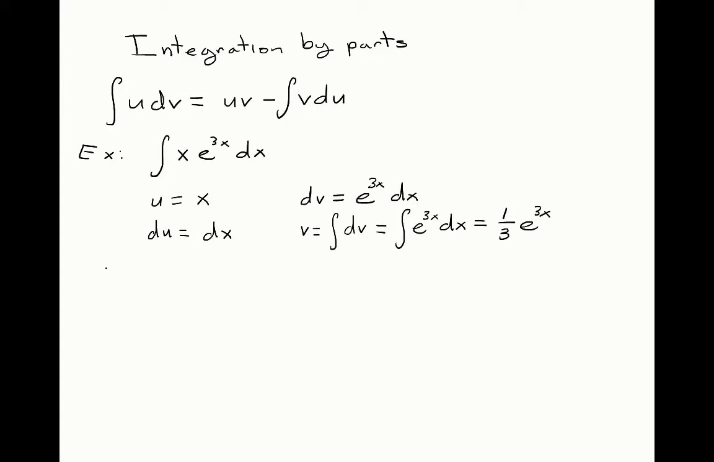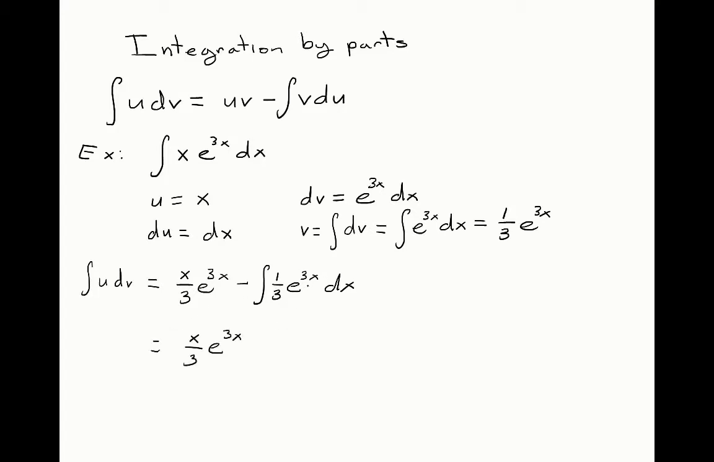Alright, so our integral is now u times v, so that's x over 3 e to the 3x, minus the integral of v du. So that's 1/3 e to the 3x dx. Okay, now what we're left with is, so this part is done, and this is an integral that we can just do by u substitution.